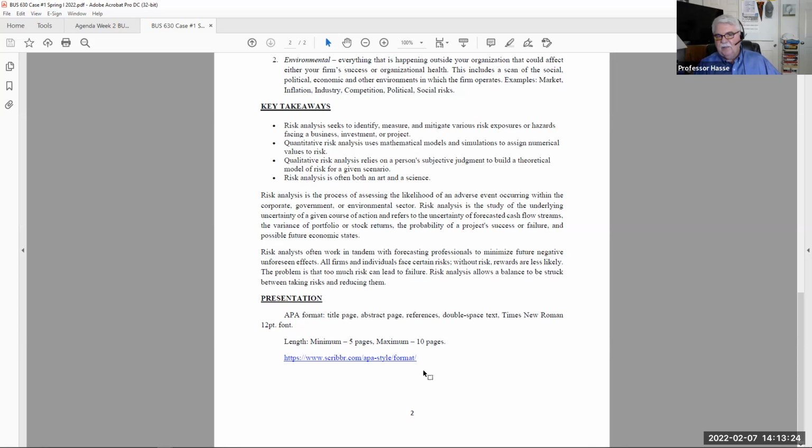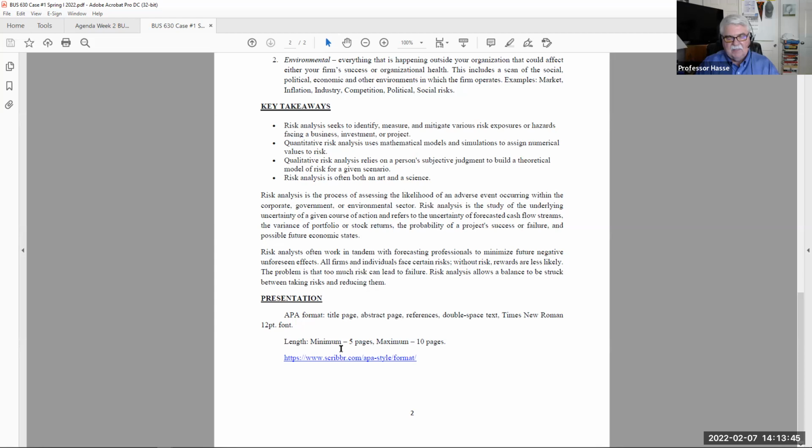Your minimum amount of pages is 5, and the maximum amount is 10 pages. No more than 10 pages for this analysis. And the minimum of 5 pages, you're going to have 1 page for your title page. You're going to have 1 page for your abstract page. You're going to have 1 page for your references. That only leaves 2 pages for writing.